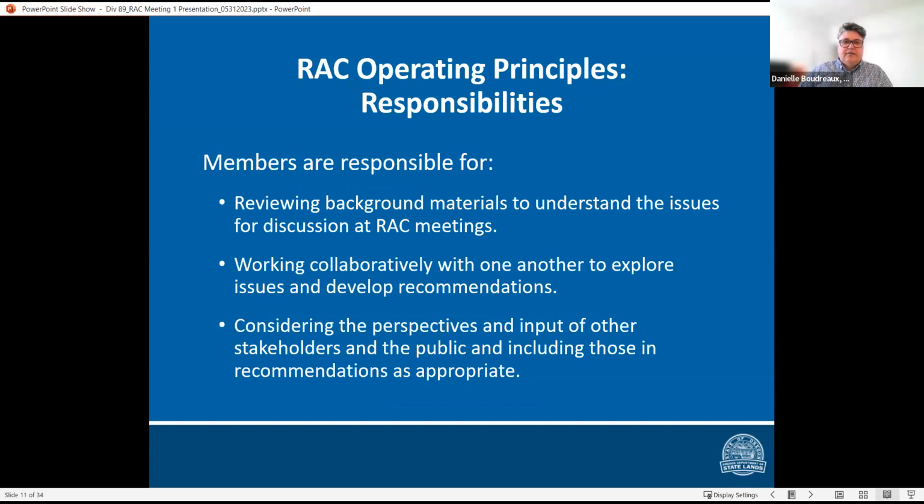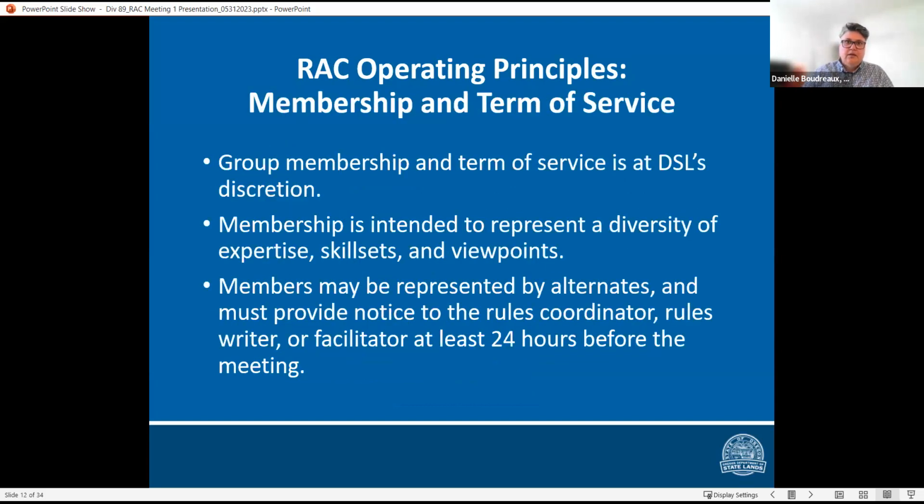The responsibilities of the members are to review background materials in order to understand the issues for discussion at the meetings, to work collaboratively with one another to explore issues and develop recommendations, and to consider the perspectives and input of other stakeholders and the public, and including those in recommendations as appropriate. So membership and terms of service. The group membership and term of service is at DSL's discretion. Membership is intended to represent a diversity of expertise, skill set, and viewpoints. And members may be represented by alternates, but must provide notice to the rules coordinator, rules writer, or facilitator at least 24 hours before the meeting.